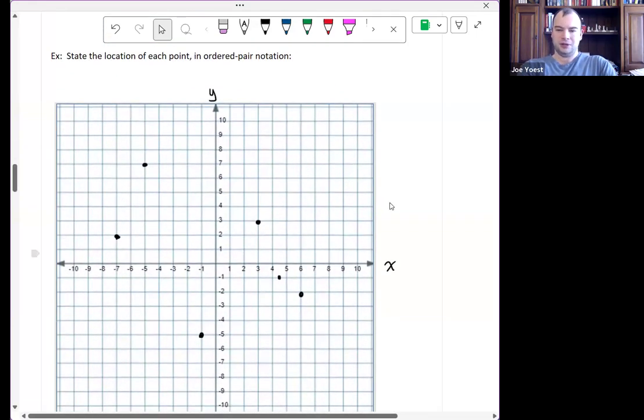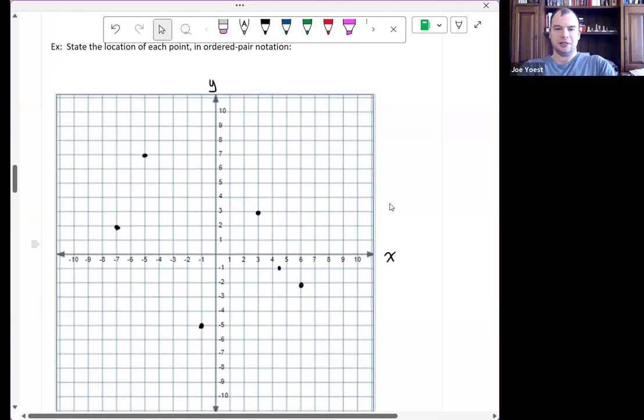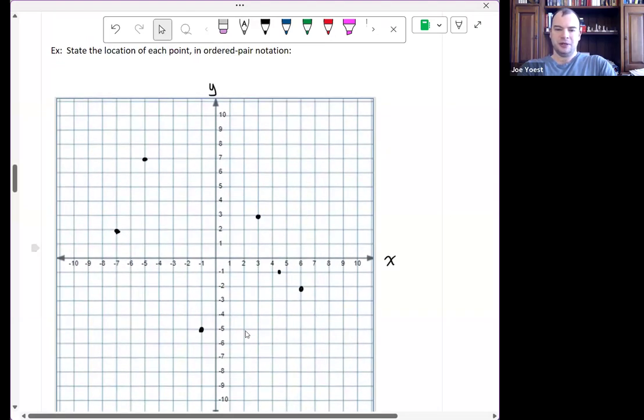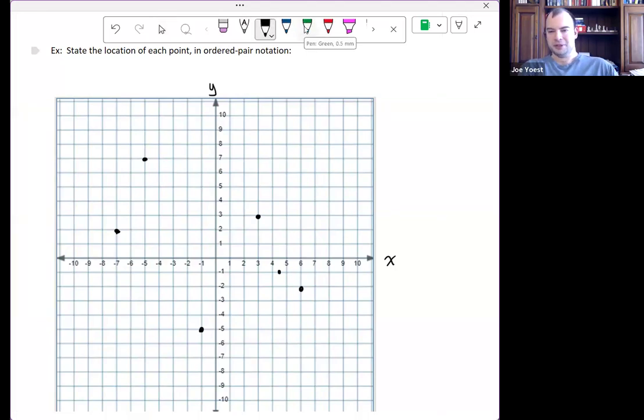Okay, so now let's do this in reverse. Let's take a look at each of these points. We see there's 1 point in the first quadrant, 2 in the second quadrant, 1 in the third, 2 in the fourth. Let's take a look at each of these points and label the name of their point. Maybe I'll do it in red since it's just a little easier to see.